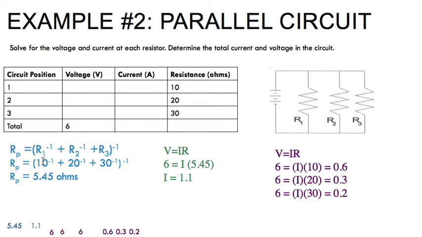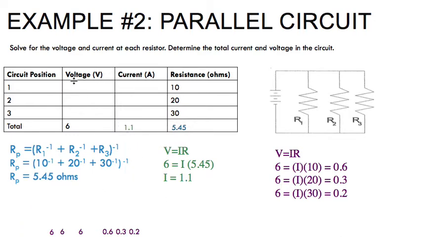So we're going to plug in 10 to the negative 1 plus 20 to the negative 1 plus 30 to the negative 1, and then take to the negative 1 of all of that. When we do that, we get 5.45 ohms, right? So that is our equivalent resistance or total resistance, okay? Then the next step is going to be to use Ohm's law. We can go ahead and find our total current. So we're going to plug in that voltage and that resistance we just found, and we divide 6 by 5.45, and that's going to give us 1.1 for our total current, right?